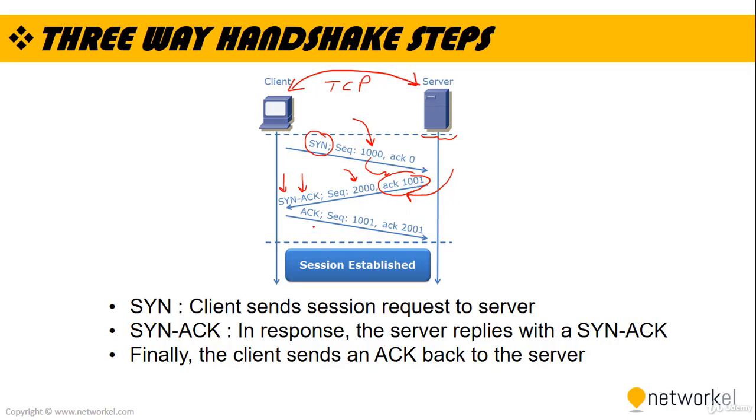Then the third step is the client responding back with an ACK again, saying that this ACK has a sequence number of 1001, because my SYN's sequence number was 1000, and this is the next packet that I'm sending to you. And I am acknowledging the packet that you sent me with a sequence number of 2000, and the acknowledgement number is 2001. Alright.